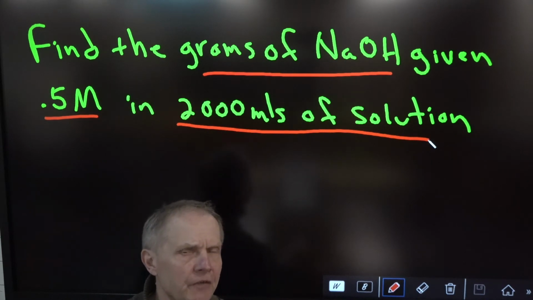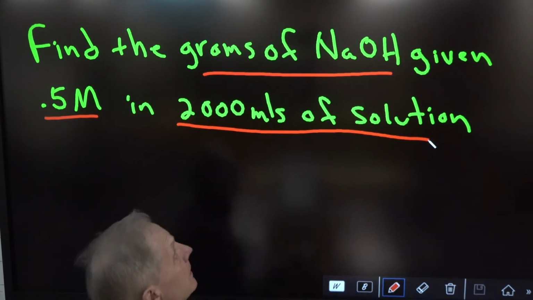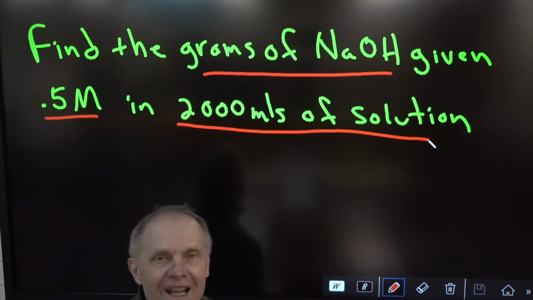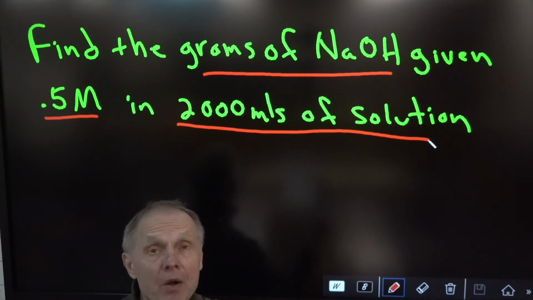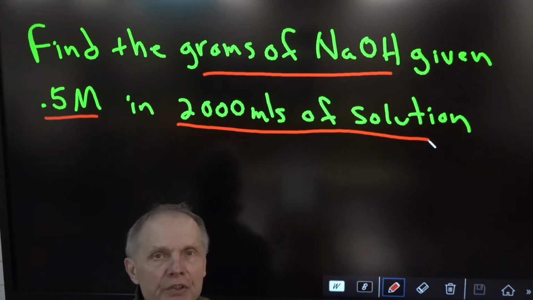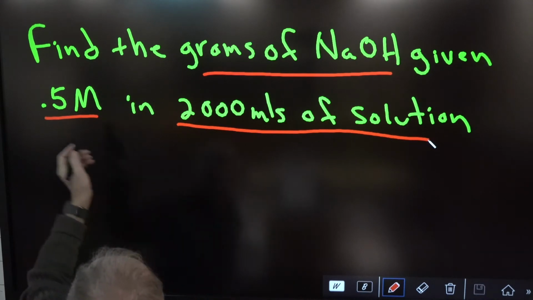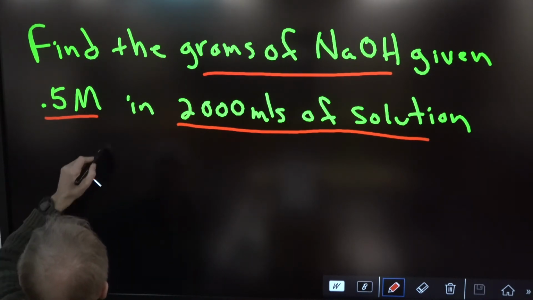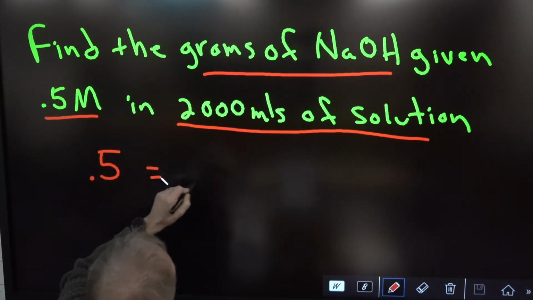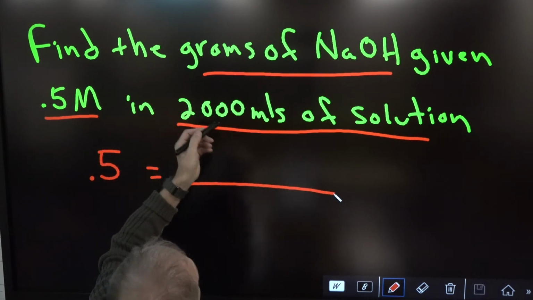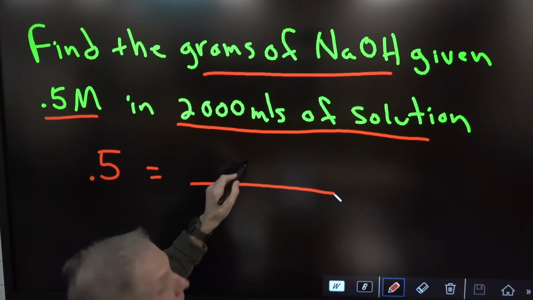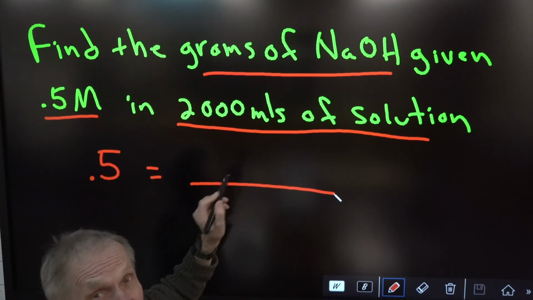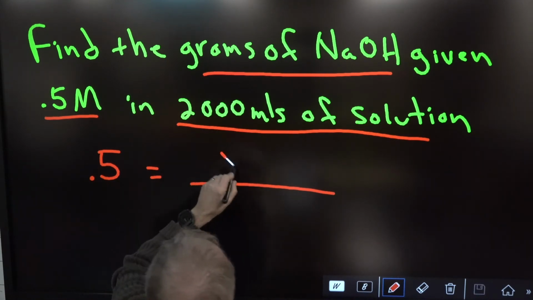So this is a little different because we have to find the grams of NaOH. So the top part is going to be the unknown. So here's how you solve this. I know big M is 0.5, so I'm going to put down 0.5 equals. Now, our unknown is going to be on top, but it's got to be in moles first. So we're going to put X moles.